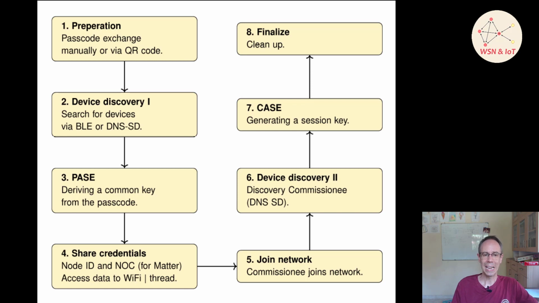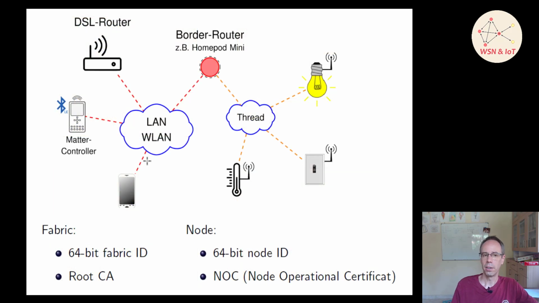Matter goes a quite nice way, and I would say also a quite safe way: you have a passcode and you need to exchange the passcode. So you have the passcode on one side on the product, normally like on the lamp which you want to commission. And you have your commissioner. Let's take a look at the topology here. We have something which is called the Matter controller.